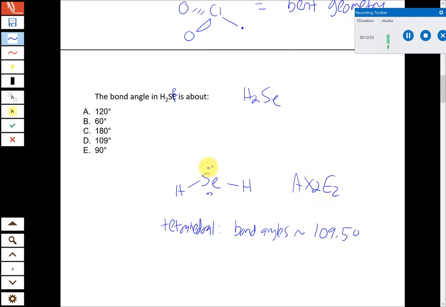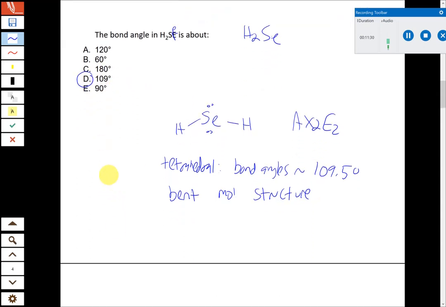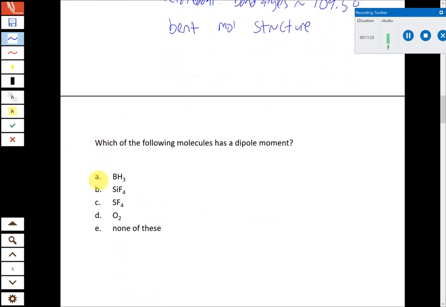Now, in reality, they're going to be a little bit less because the lone pairs do repel the bonding pairs and compress the angles a little bit, but they're still going to be close. So the best answer for this is going to be 109. So when we ask you about bond angles, you do need to get the structure and figure out at least the electron group arrangement to be able to determine what the bond angles are going to be. And so if you have a bent structure that's based on the tetrahedral electron group arrangement like we do here, this would be a bent molecular structure. But because it's derived from the tetrahedral electron group arrangement, that's why the bond angles are going to be close to 109 degrees.